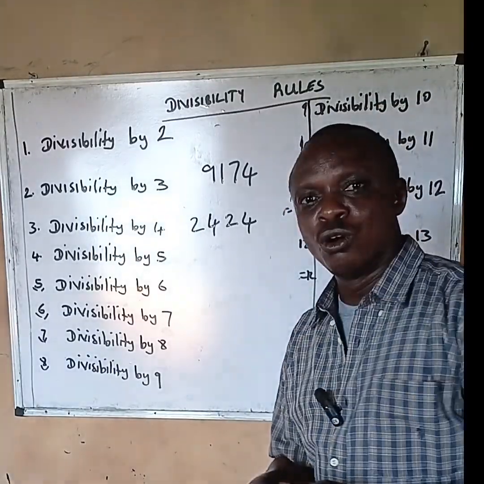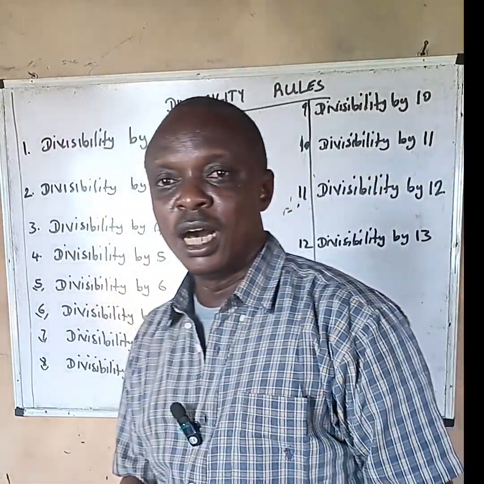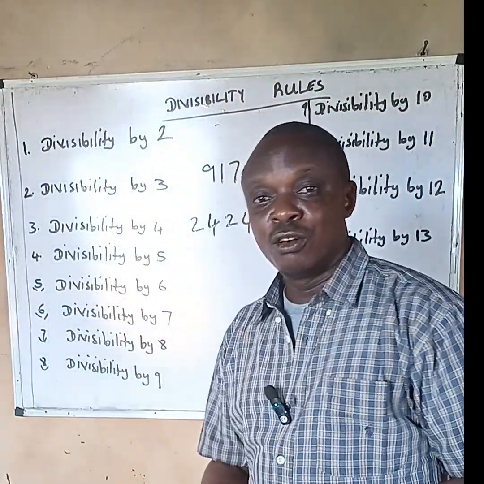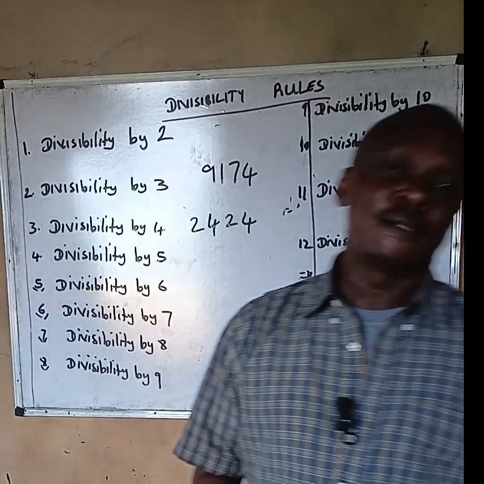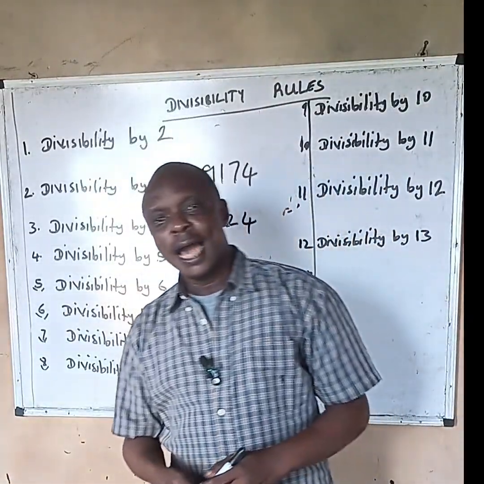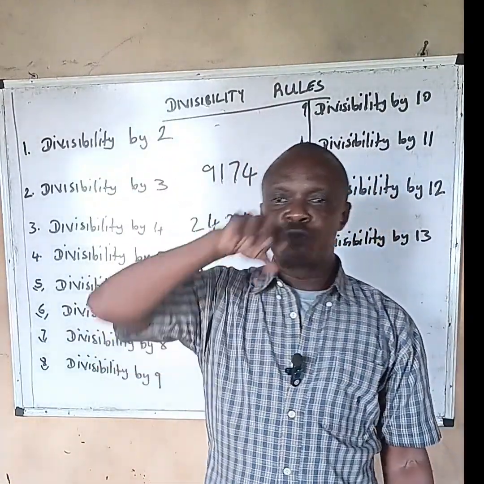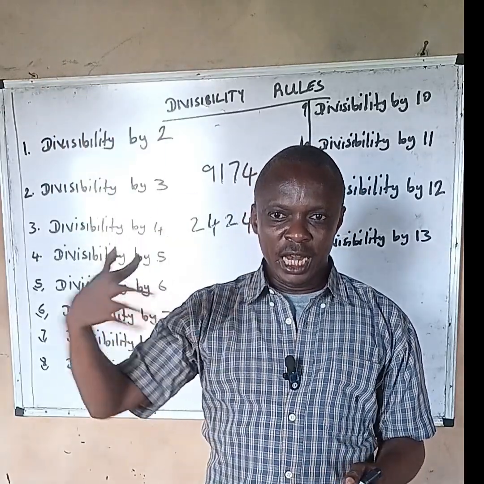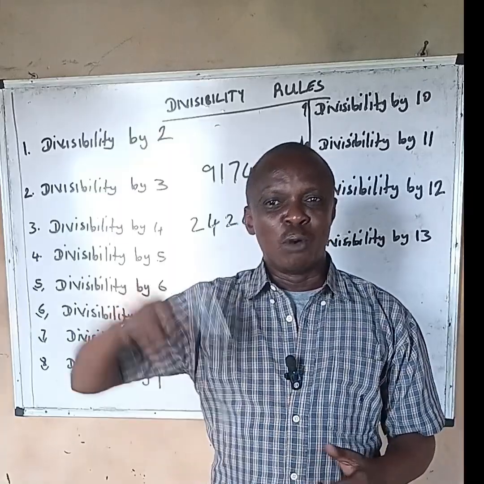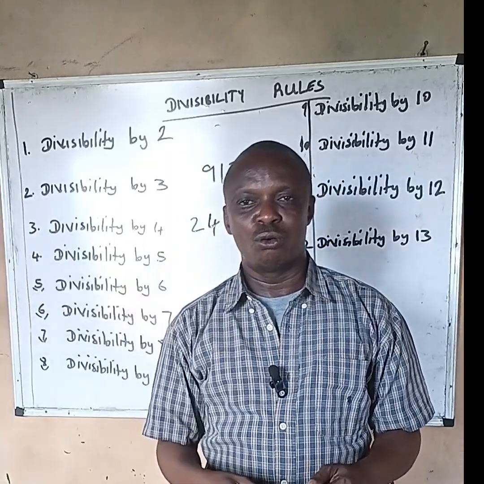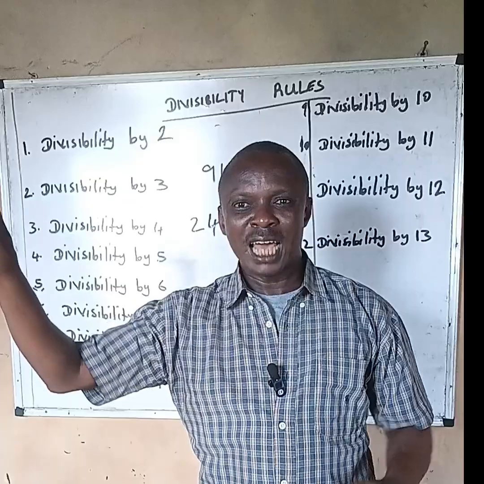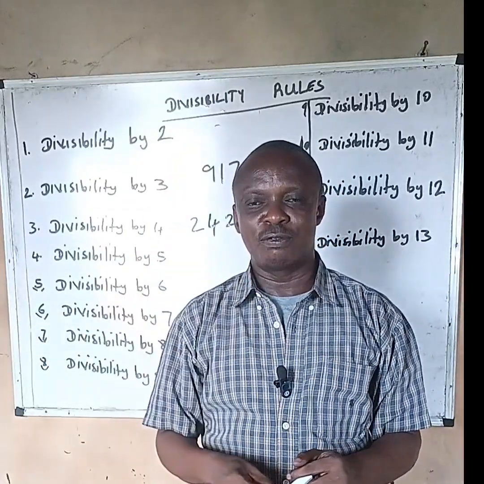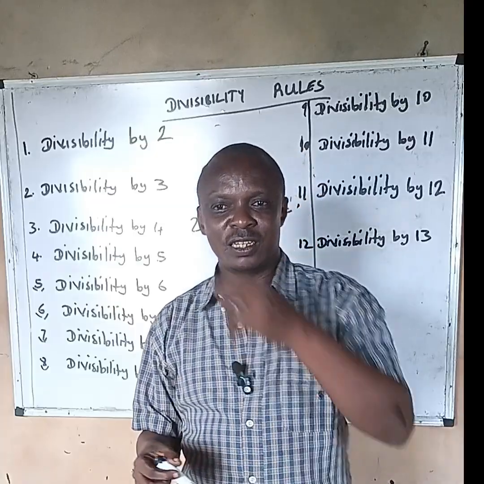Okay? Now, how do you know when 13 can divide the number? All right, 13 can divide the number by just deleting the last digit from the number. When you delete the last digit, multiply that last digit by 4. The result that you get, add it to the remaining digits. If 13 can divide what you have, then 13 can divide that number.